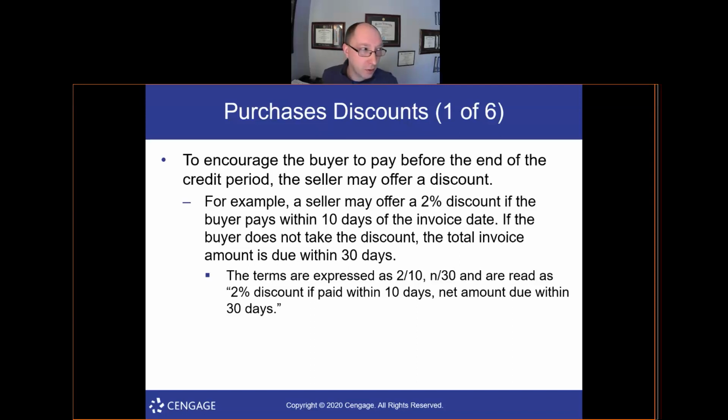In business, we know that cash flow is super important, right? We need cash in order to do things. So the same applies for suppliers. Suppliers need cash, and so in order to encourage their customers to pay faster, they'll offer a discount. So in this case, 2% discount if they pay within the first 10 days. Otherwise, the entire balance is due within 30. That's what all this means, 2/10 net 30.